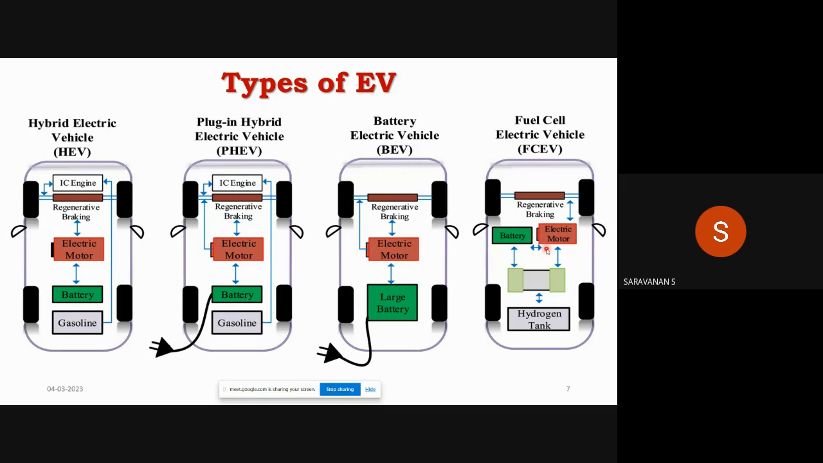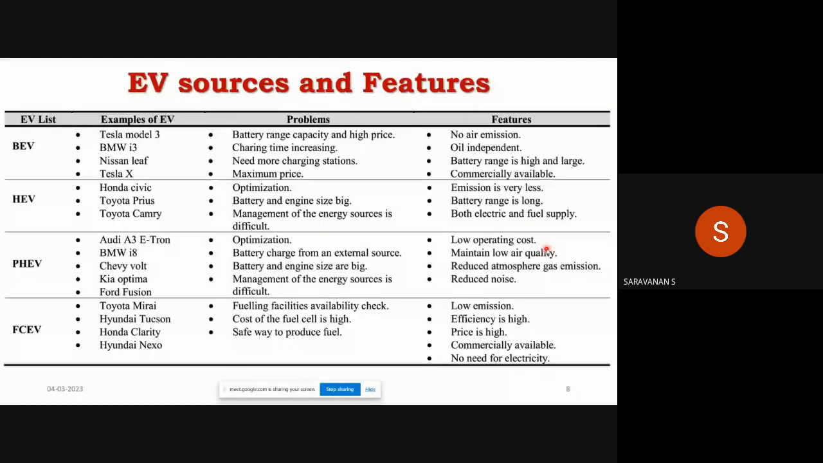Okay, so these are all the classifications of electric vehicles: hybrid electric vehicle, plug-in hybrid electric vehicle, battery electric vehicle, and fuel cell electric vehicle. Okay, so these are all the classifications. Then we can see some examples of the manufacturers who are using these types of machines. Okay, for battery electric vehicles, BEV, this type of vehicle is used in Tesla Model 3, BMW i3, Nissan Leaf, Tesla X. So these are all the battery electric vehicles.